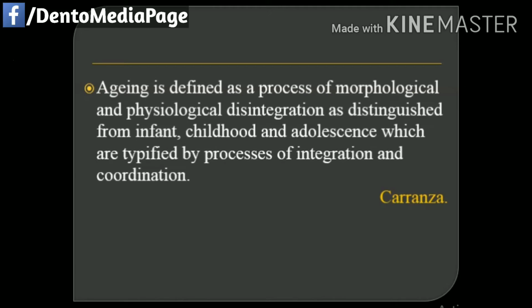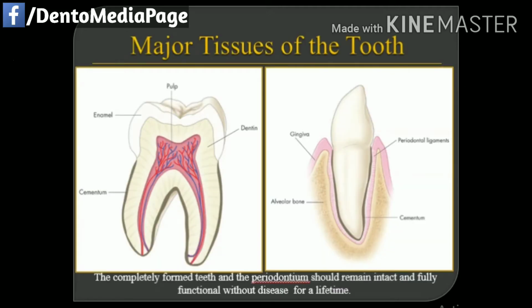Now we know the major tissues of the tooth, they are the enamel, the dentin, the pulp. So 8 changes are associated with these tissues. The completely formed teeth and the periodontium should remain intact and fully functional without any disease for a lifetime.